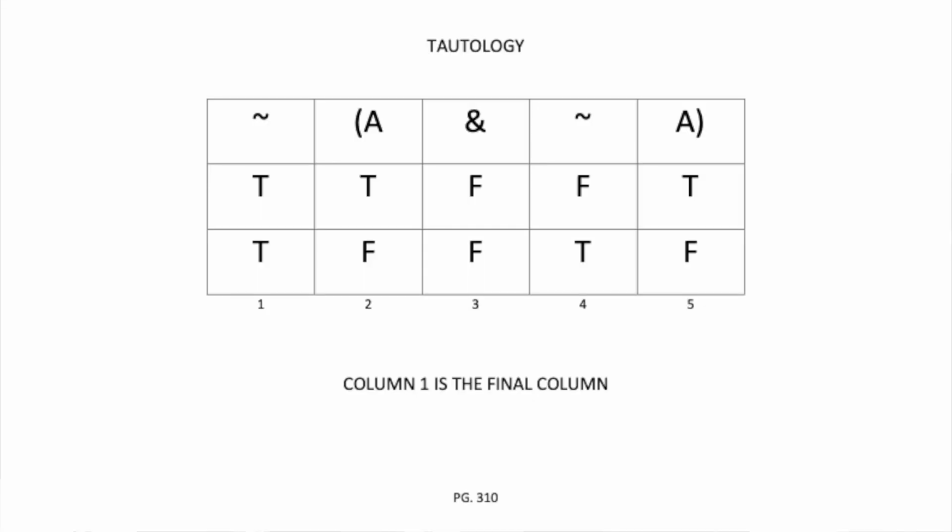Now I've constructed the truth table for you, which you'll see here. And you'll see that the final column, column 1, is all T's. And so this is an example of a tautology. It passes the tautology test. This particular formula is true in every circumstance and false in none.